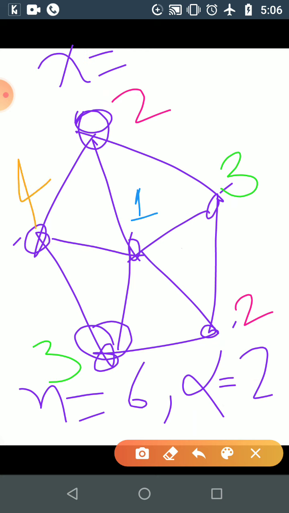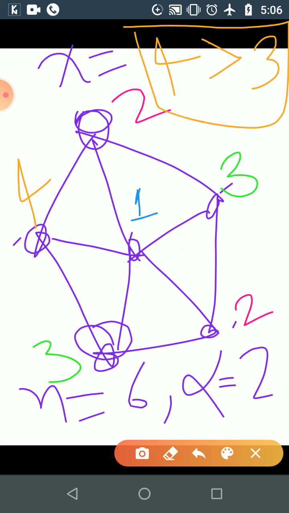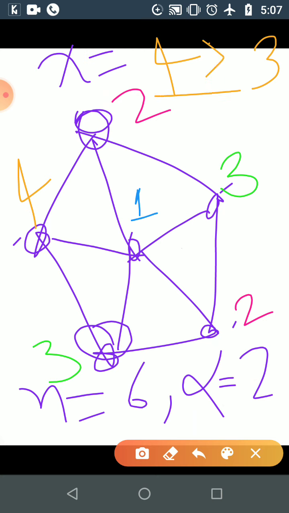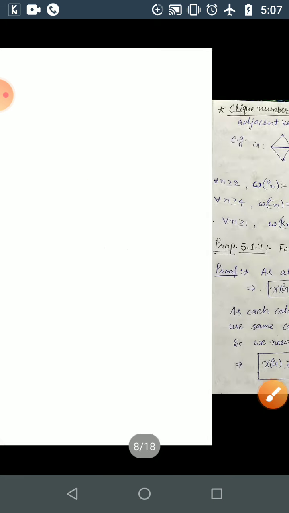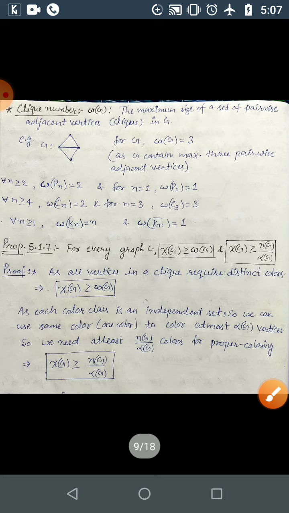So what is the chromatic number? The minimum number of colors to color this graph is 4, correct. And what is n by alpha? n by alpha is 6 by 2, that is 3, correct. So this is the strict inequality: the chromatic number is strictly greater than n divided by alpha. n is 6 here and alpha is 2. Okay, so here we are done.